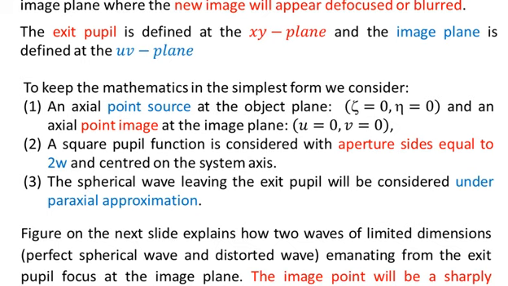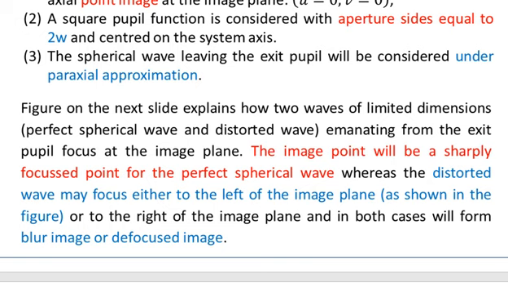The third one, the spherical wave leaving the exit pupil will be considered under paraxial approximation. So again, you know that we are going to address our problems under the domain of paraxial approximations. That is, our system is isoplanatic. The figure on the next slide explains how two waves of limited dimensions, a perfect spherical wave and a distorted wave, emanating from the exit pupil focus at the image plane. The image point will be a sharply focused point for the perfect spherical wave, whereas the distorted wave may focus either to the left of the image plane as shown in the figure or to the right side of the image plane, and in both cases will form a blur image or defocused image.